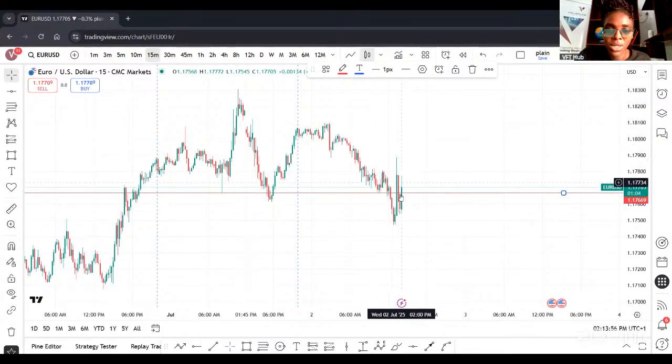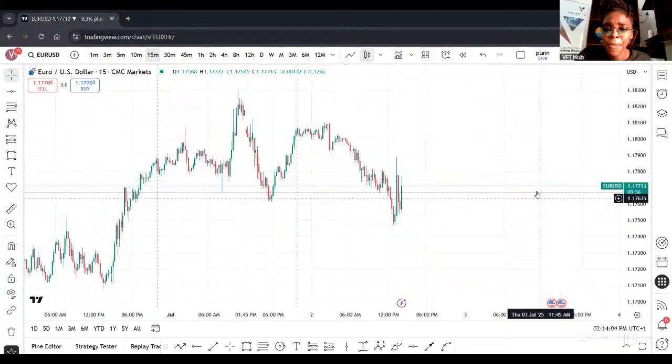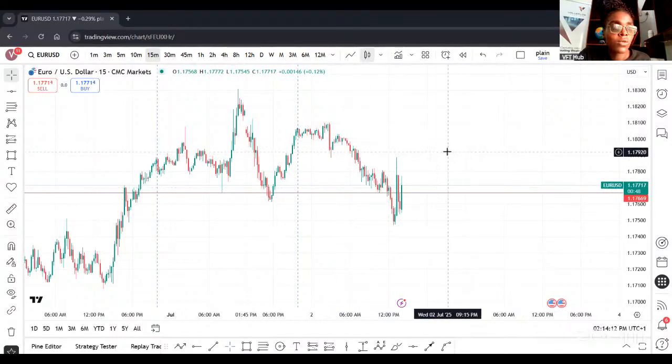All I am interested in seeing is for price to retrace back into this very left shoulder on the 15 minutes time frame. The left shoulder at 1.17666, and once price retraces into this very level, I'm willing to long Euro USD.